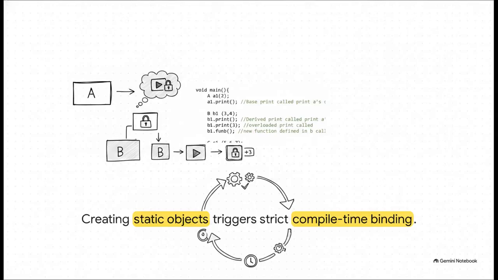In our main function, we're instantiating 3 static objects. We've got A1 of type A, B1 of type B, and C1 of type C. When we call A1.print, the compiler statically binds it directly to A's print function. Call B1.print, and it binds statically to B's overriding print function. And if we call B1.print with a 3, well, it binds to B's overloaded function. The compiler knows exactly what to do instantly because those object types are statically declared right there in the code.